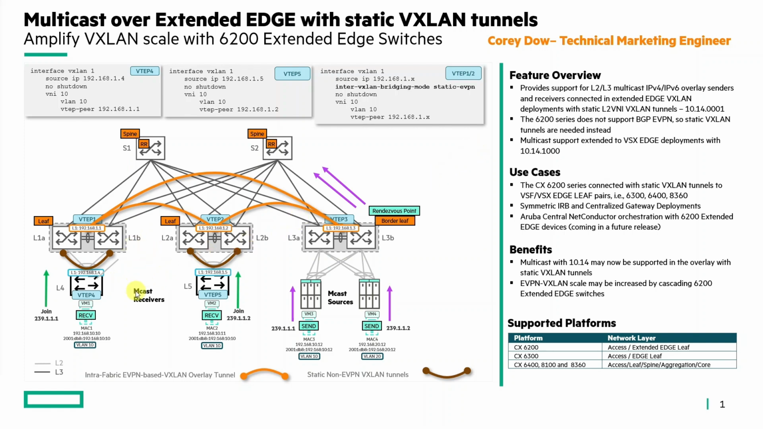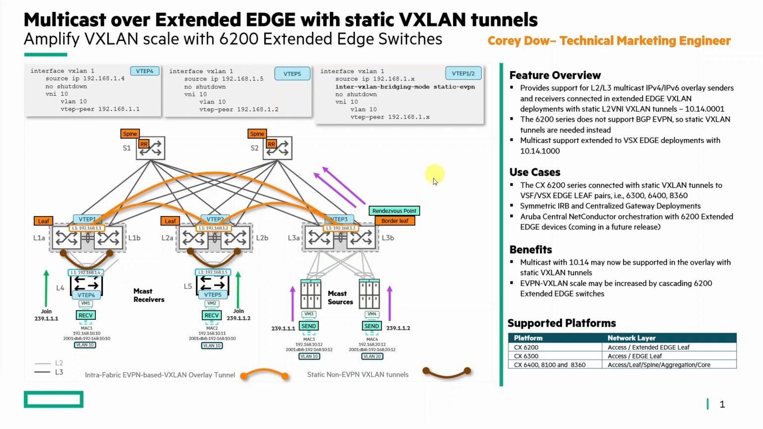We have multicast receivers here, which are 6200s that are connected to edge VTEPs in this case. So we have 5 VTEPs, and VTEP4 and VTEP5 are both connected to edge VTEPs using static VXLAN tunnels, as you can see with the CLI output above here. And with VTEP 1 and 2, all you need to do is specify the VTEP peer and then the peer loopback address. So in this case, it'd be 1.4 and 1.5. And you also need to specify the inter-VXLAN bridging mode for static EVPN to get this fabric extended to these extended edge 6200 leaf nodes.